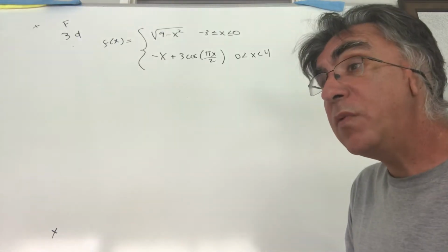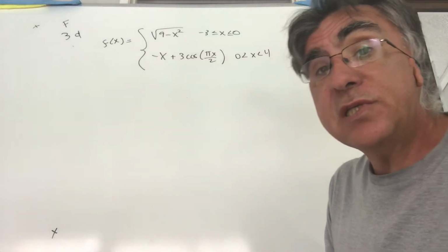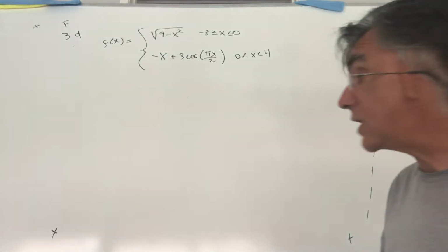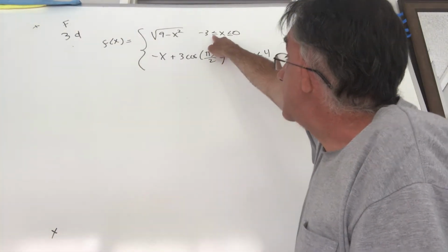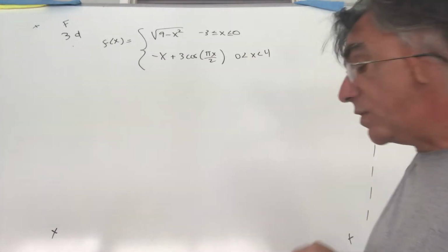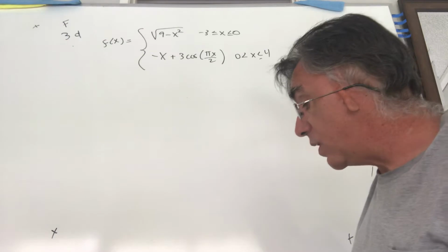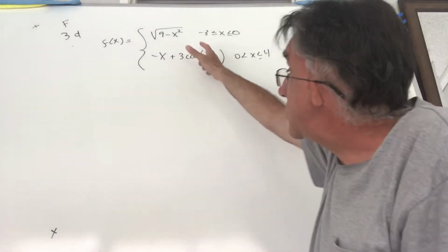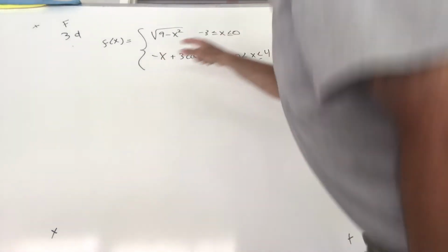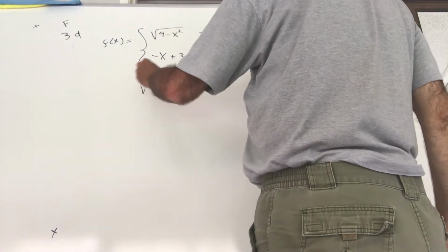When were we guaranteed that there was an absolute max and min? If the function was continuous on a closed interval. That's literally it. So we know it's on a closed interval because it goes from -3 to 4. So all we have to do is make sure that it's continuous. And all you have to do to make sure it's continuous is put the -3 in here.